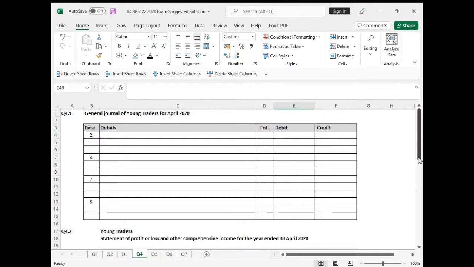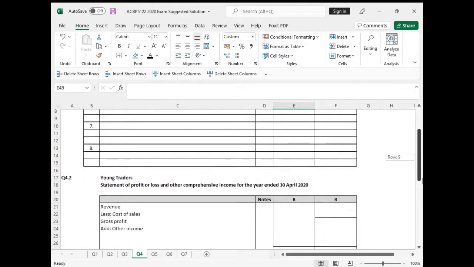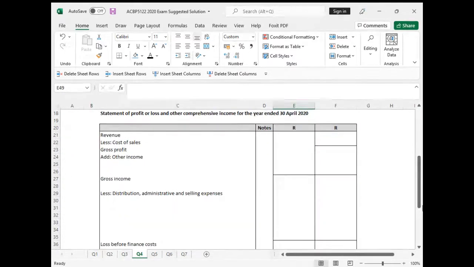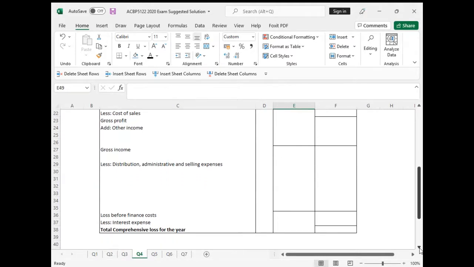Now before we even start with the journals, because we know we need to do the statement of profit and loss, I want you to do the little framework like this. So it will always look the same. You start with revenue, your cost of sales, gross profit, add other income, and then you leave a gap for any other income, less to work out your gross income, then less your distribution, administrative, and selling expenses, leave a bigger gap for that one, and then profit or loss before finance cost, less your interest expense, and then it is your total comprehensive profit or loss.